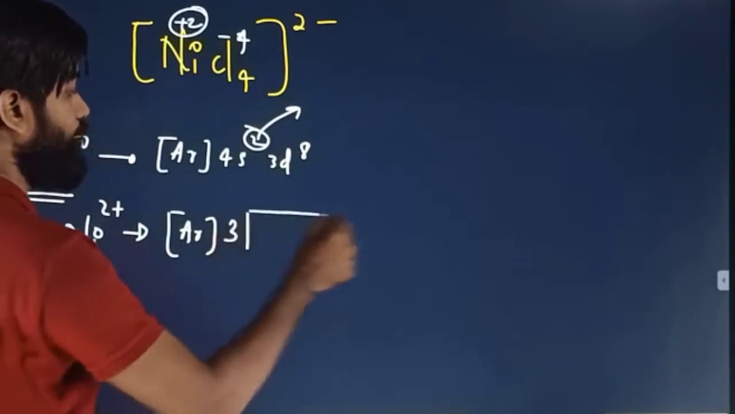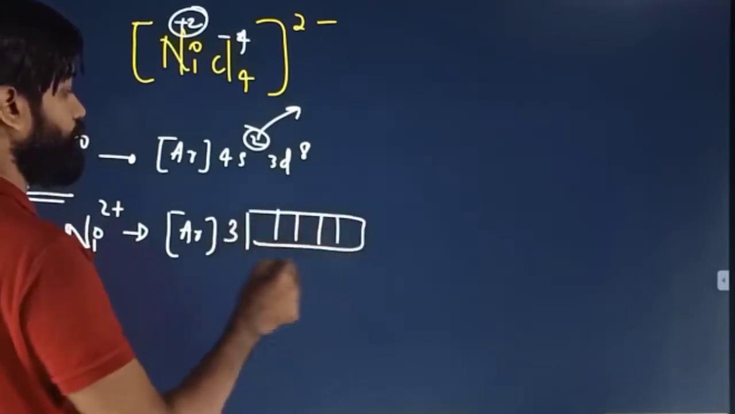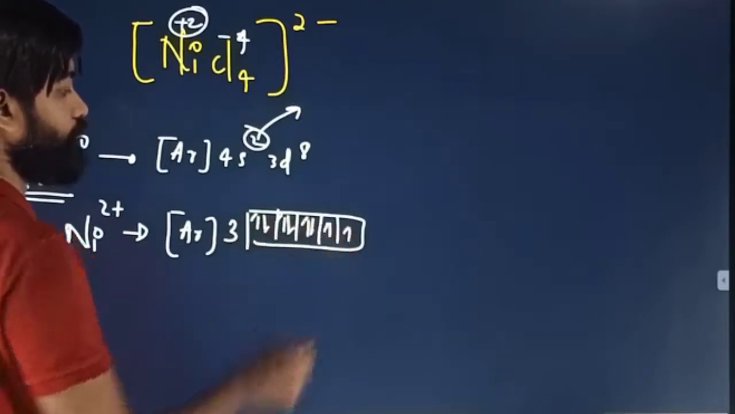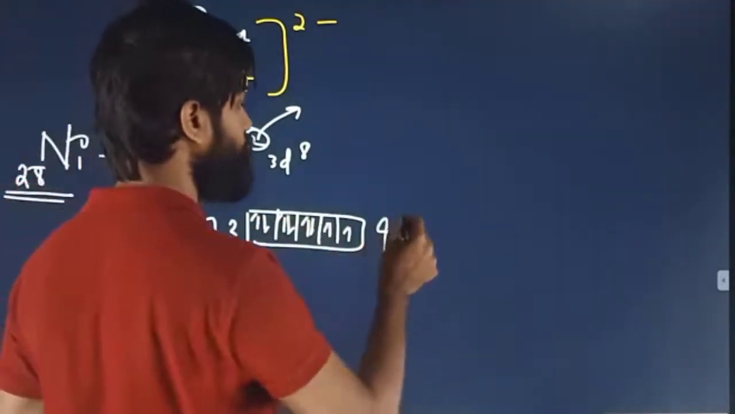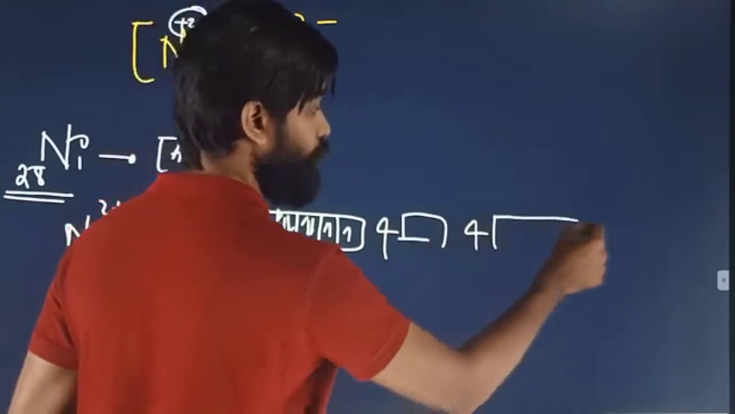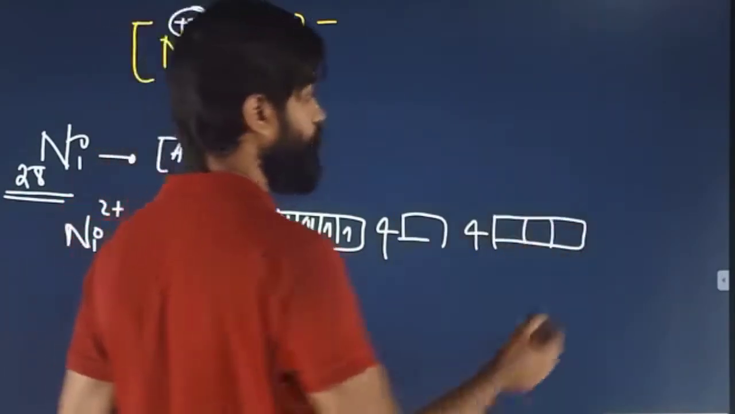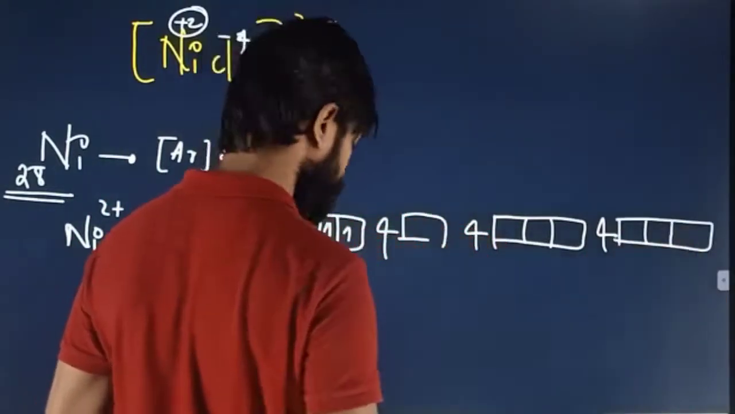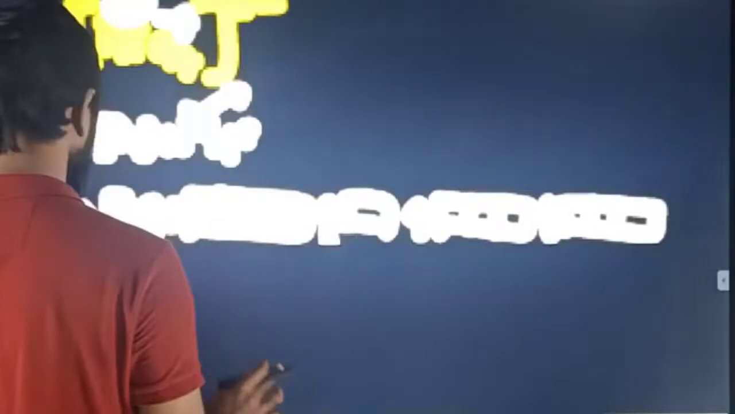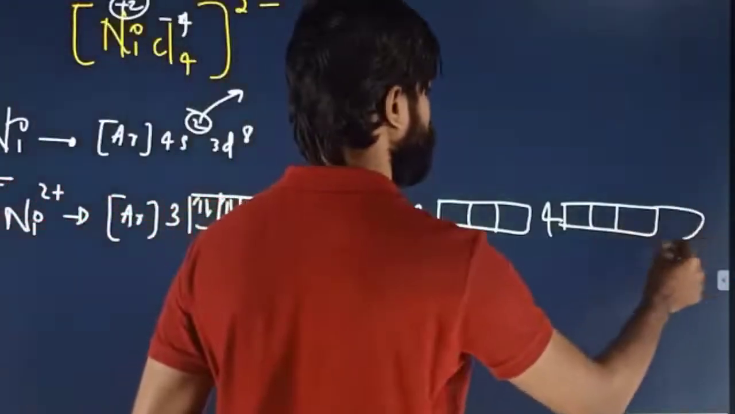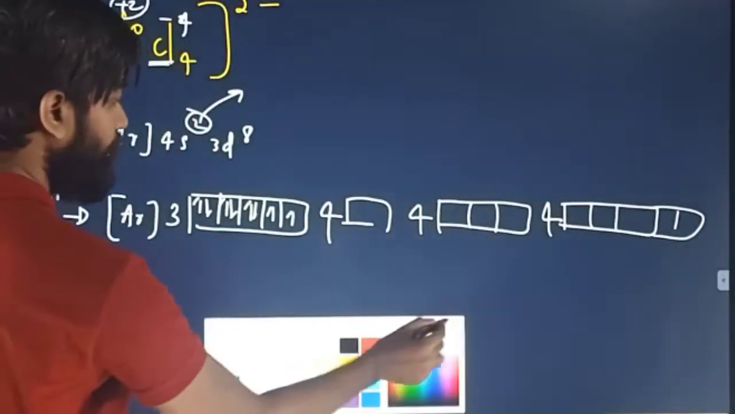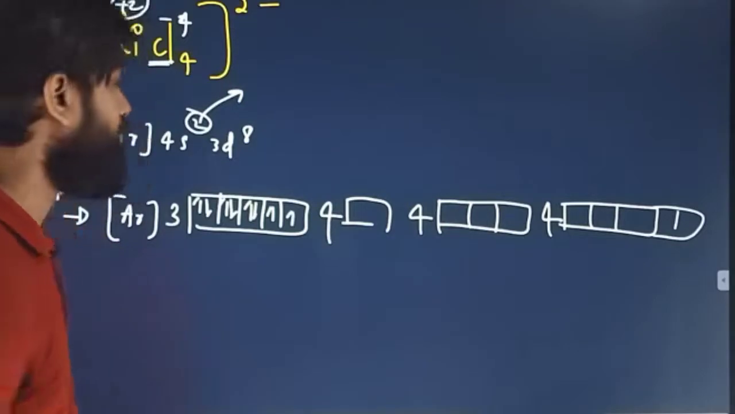So 3d8, this is 3d8 and 4s0, 4s is vacant and 4p is there, 4d is also there. Ready? Here the coordination number is 4, right? So either it is sp3 or it is dsp2.